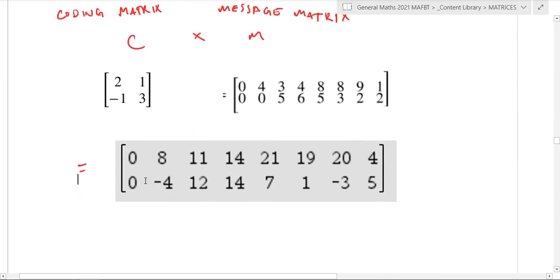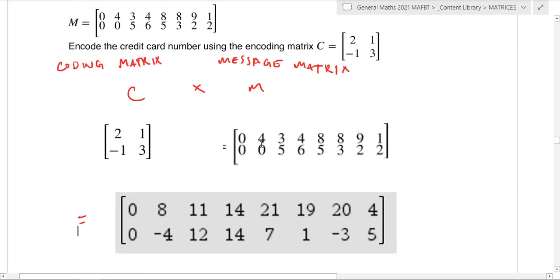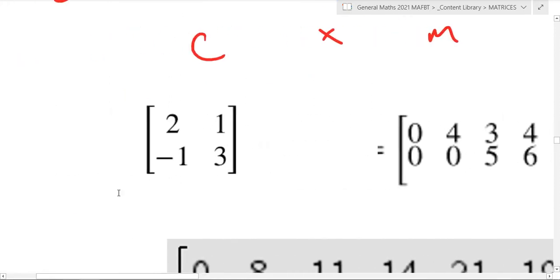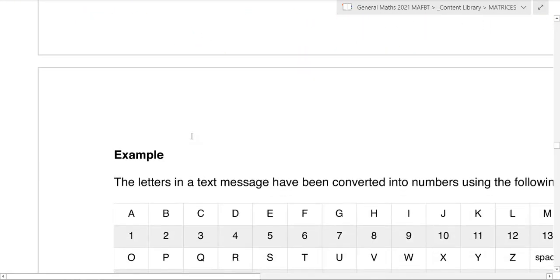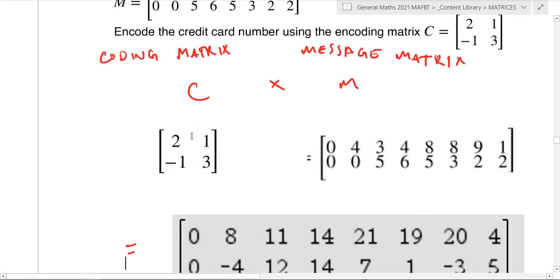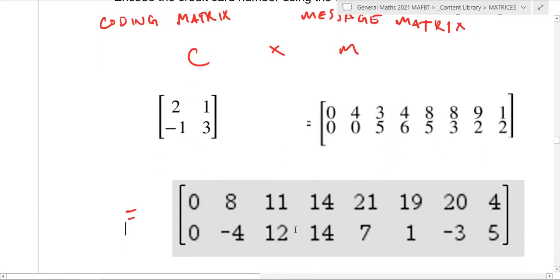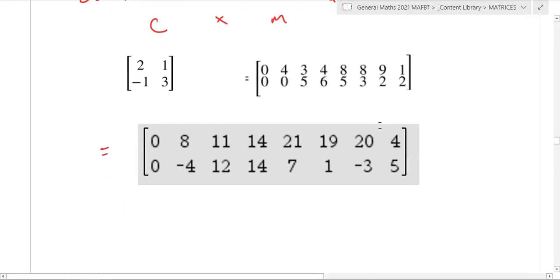So now, if this message or these numbers were to get sent out, if a hacker was to try and get your credit card details, they can't, because your numbers don't correspond with the original numbers anymore. Unless, of course, they got really smart and somehow were able to get hold of the coding matrix. Because what we'll go through next is how do we actually go back from the mixed up matrix to the original message matrix.